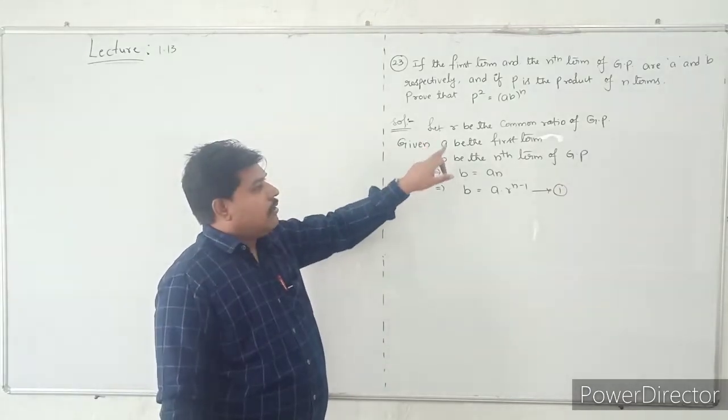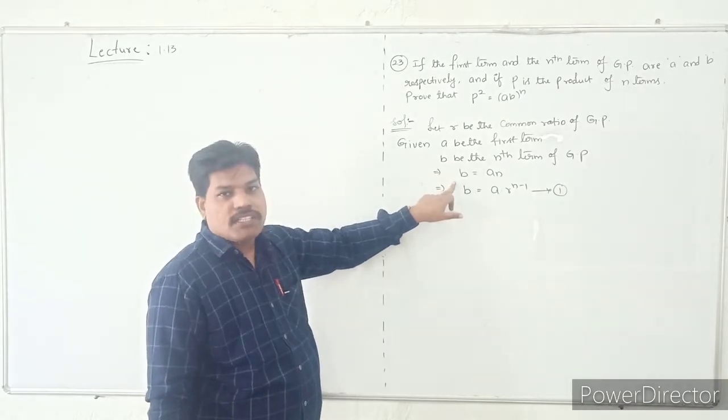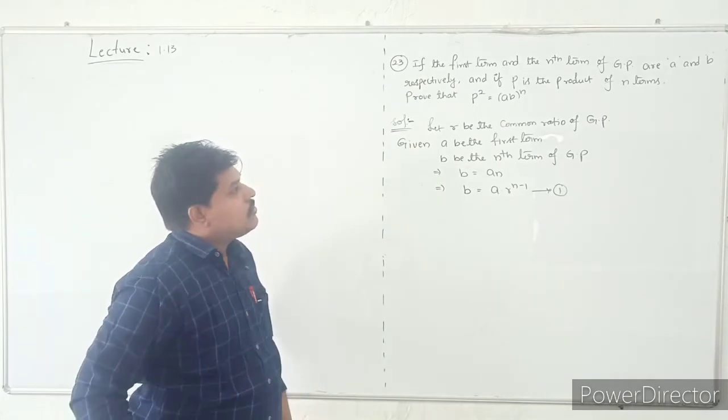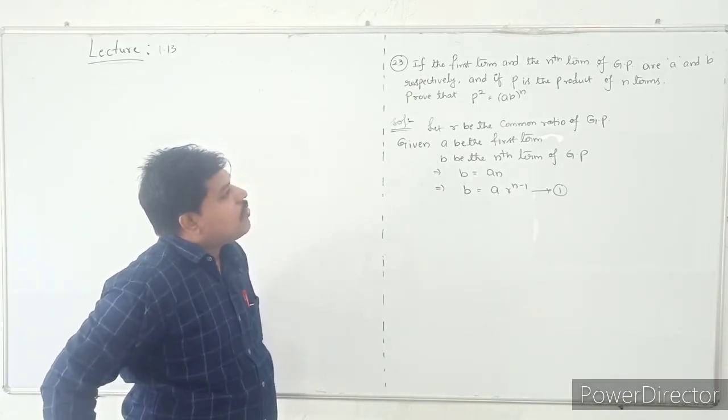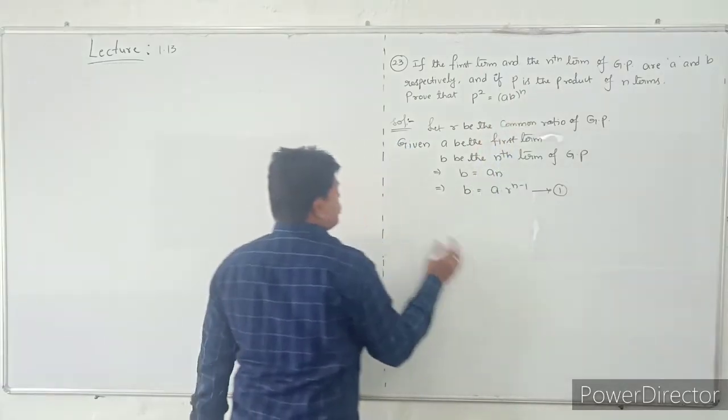R is the common ratio, A is the first term and B is the nth term of the GP. That means B is equal to A_n. What is the A_n formula? A_n is equal to A into R power n minus 1. So in the question, one more condition is given. What is that? P is the product of n terms.